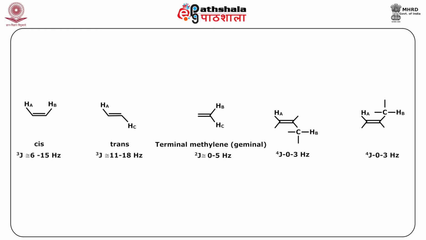Now for cis, the 3J value will be 6 to 15 Hertz. For trans, the 3J value will be 11 to 18 Hertz. For terminal methylene groups, that is for geminal protons, the 2J value will be 0 to 5 Hertz, and for the 4J value of trans alkenes, that is conjugated alkenes, will be 0 to 3 Hertz, and for cis ones it will be 0 to 3 Hertz, again the 4J values.